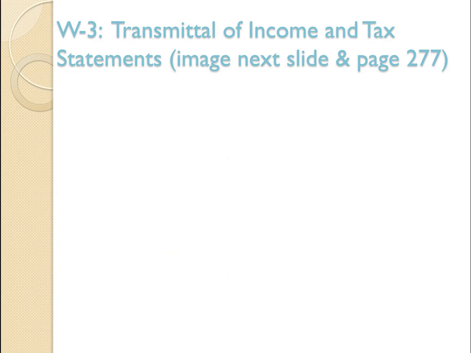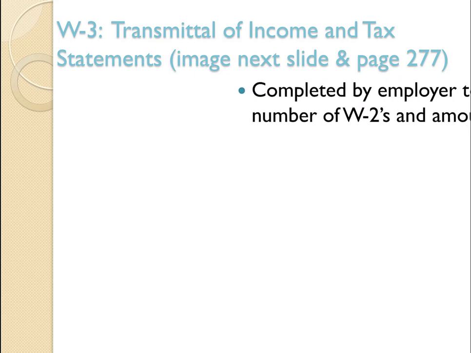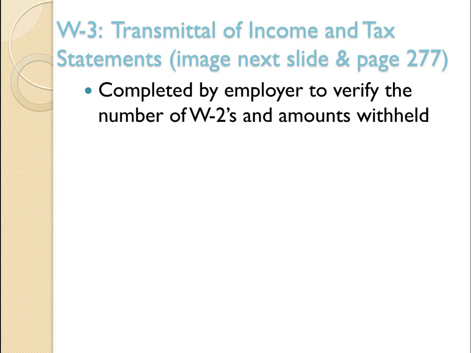Then we have the form W-3. It's called the Transmittal of Income and Tax Statements. You can see an image on page 277 and on the next slide. It's completed by the employer to verify the number of W-2s and the amounts withheld. So really, you can think of a W-3 as a W-2 on steroids. It's one W-3 that has all the totals from all of the W-2s. So basically it's a summary W-2.